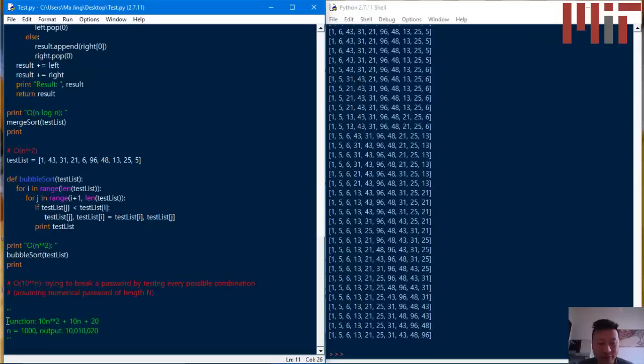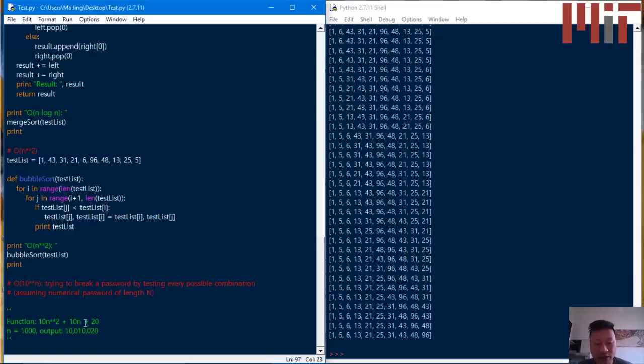To illustrate this, let's look at this function. 10 times n to the 2 plus 10 times n plus 20. Let's say this represents an algorithm, and you'll notice that there's 3 parts in this algorithm. There's 10 times n to the 2, there's 10 times n, and there's 20, yeah? Imagine the n is 1000. The output to this function would be 10,010,020.